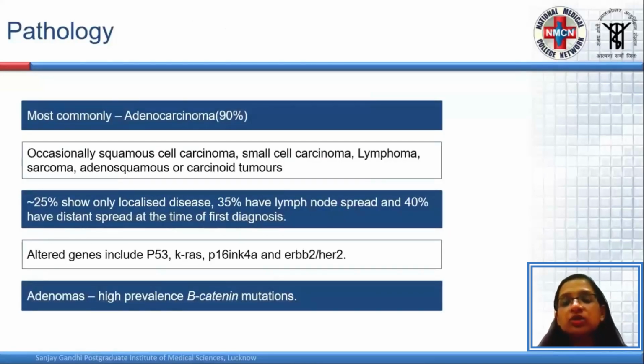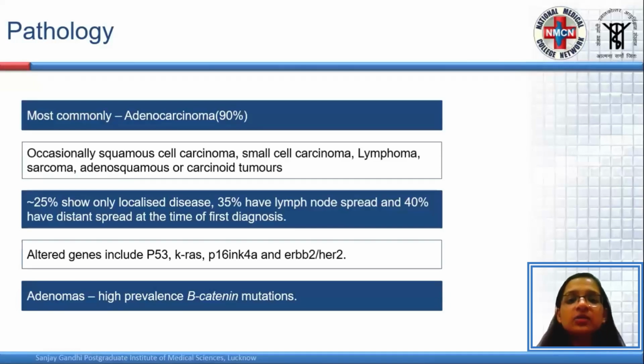The most common pathology seen is adenocarcinoma, seen in 90% of total cases. Occasionally, in rare cases, we can find squamous cell carcinoma, small cell carcinoma, and carcinoid tumors, which are very rare. Nearly 25% show only localized disease, 35% have lymph nodal spread, and 40% have distant spread at the time of diagnosis.